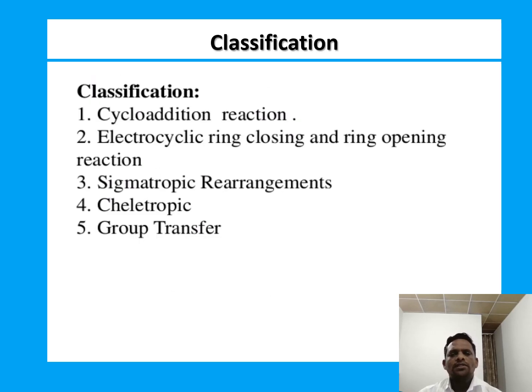Now a simple classification of pericyclic reactions. The first is the cycloaddition reaction. The second is the electrocyclic ring closing and ring opening reactions. The third is the sigmatropic rearrangements. The fourth is cheletropic reactions, and the fifth is group transfer reactions.